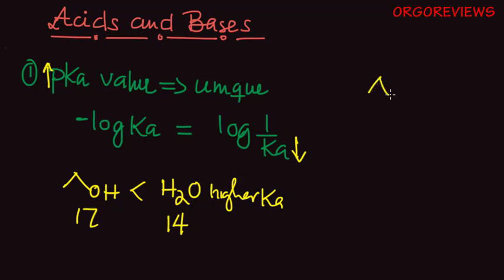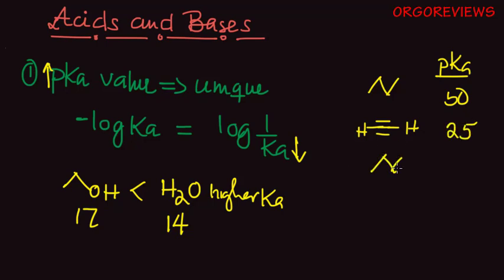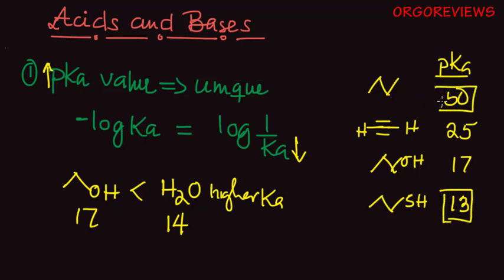In the same vein, if I have an alkane with a pKa value of about 50, I have an alkyne that has a pKa value of about 25, I have an alcohol with a pKa value of 17, and I have a thiol that has a pKa value of about 13. Looking at these numbers, you can clearly see that the thiol is going to be most acidic, and the least acidic will be the alkane because the pKa value of the alkane is very large. In the same way, you can compare that the alkyne is going to be less acidic compared to an alcohol, and it will be more acidic compared to an alkane.